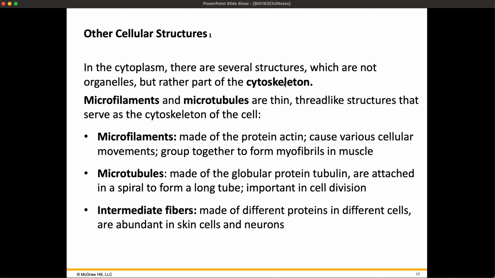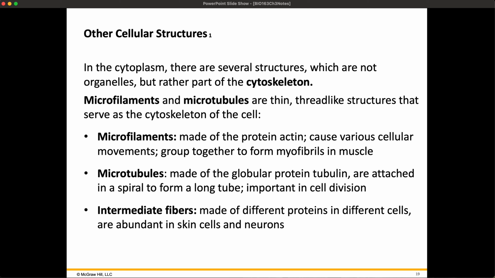So we talked about the cytoskeleton a little bit and looking at the protein structures of the cell membrane. Microfilaments and microtubules are little thread-like structures that serve as the cytoskeleton of the cell to help give it some structure. So cells are supposed to be malleable. They can flatten, they can squish, they can move, but they have this cytoskeleton network to help give it a general shape. So when it isn't under deformation pressure, it can go back to that original shape.